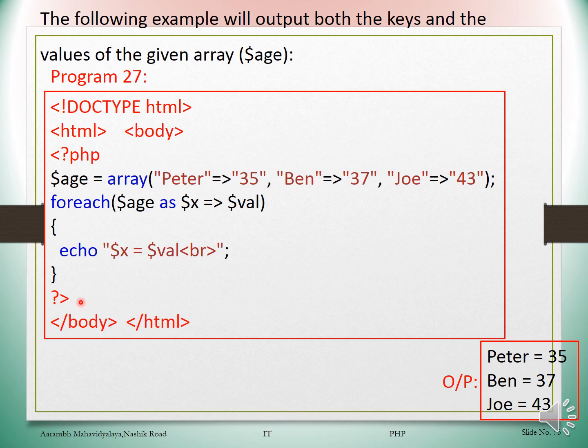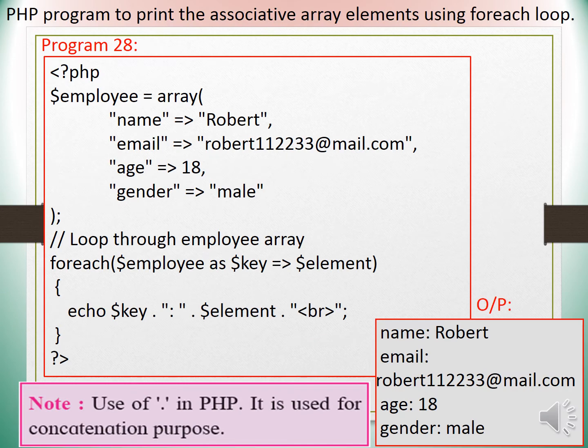Okay, after its execution you will get the output Peter equal 35, Ben equal 37, and Joe equal 43. This is one more use of the for each. Then one more purpose to use the for each is the concatenation.